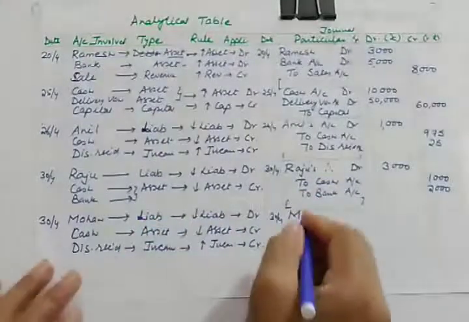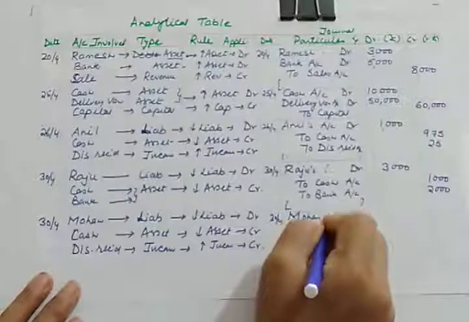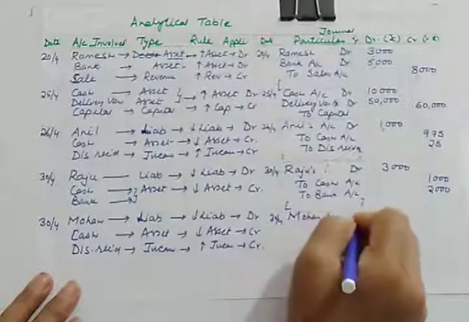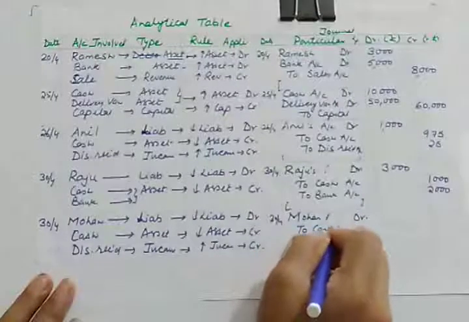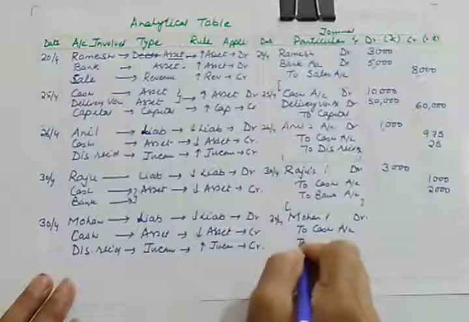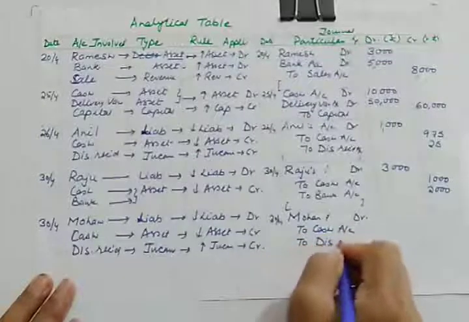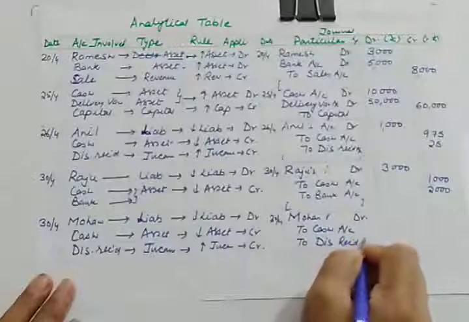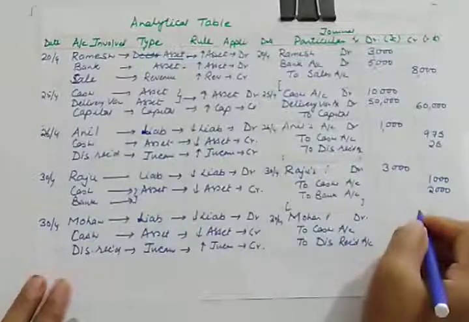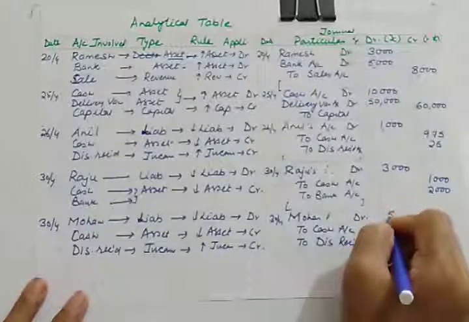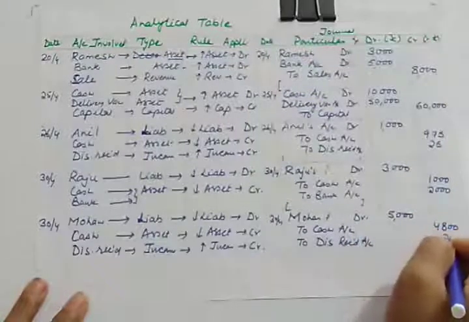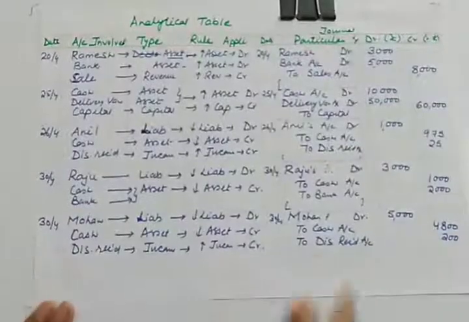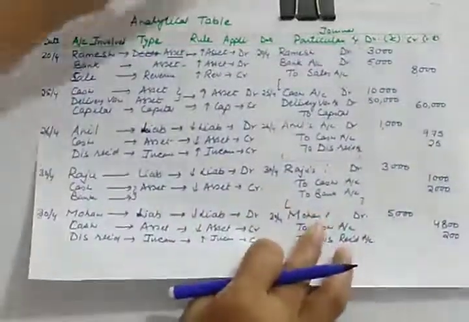So the next one is Mohan account debit, Mohan debit, and to cash and to discount received account. How much in Mohan? We are making full payment, full settlement 5000, and the payment we are making 4800, so 200 will go to discount received. So this is how all the compound journal entries will be done.